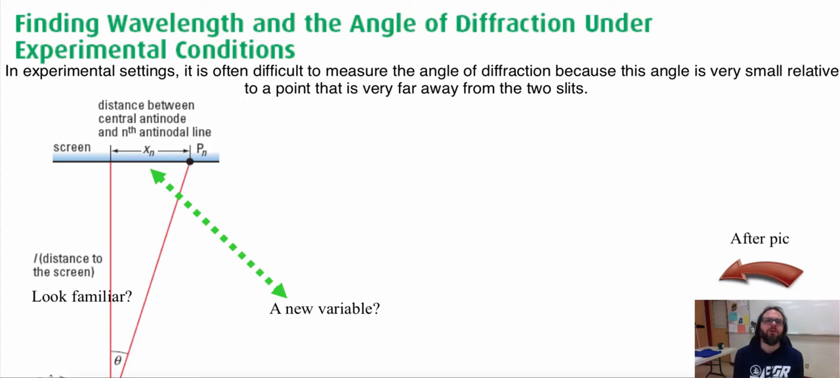So in our third video on diffraction in Young's double slit experiment, we are going to be finding wavelengths and the angle of diffraction under experimental conditions. Now, in experimental settings, it is often difficult to measure the angle of diffraction because this angle is very small relative to a point that is very far away from the two slits.